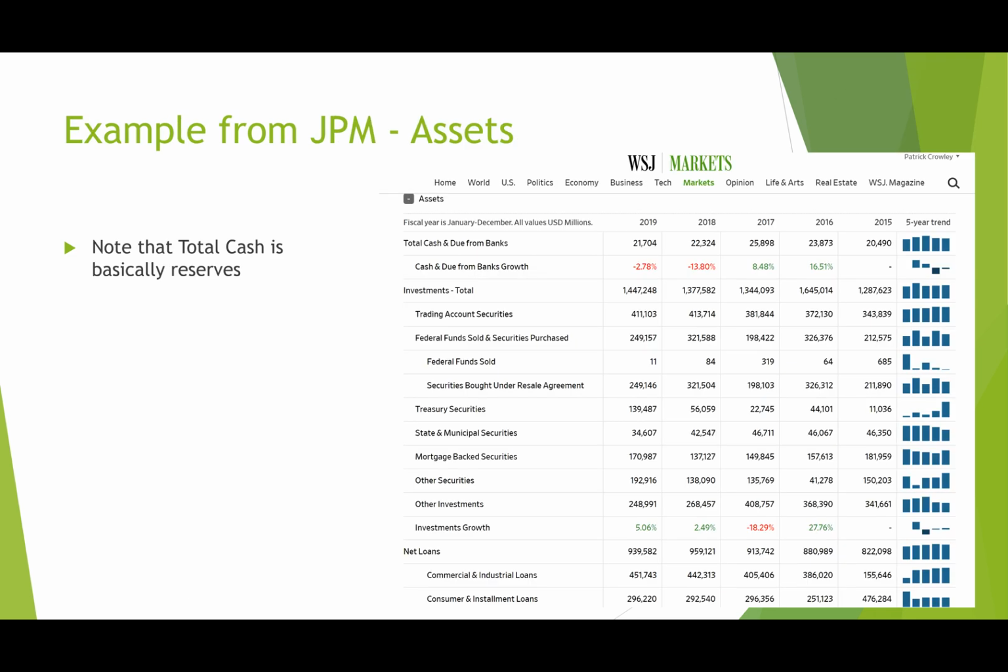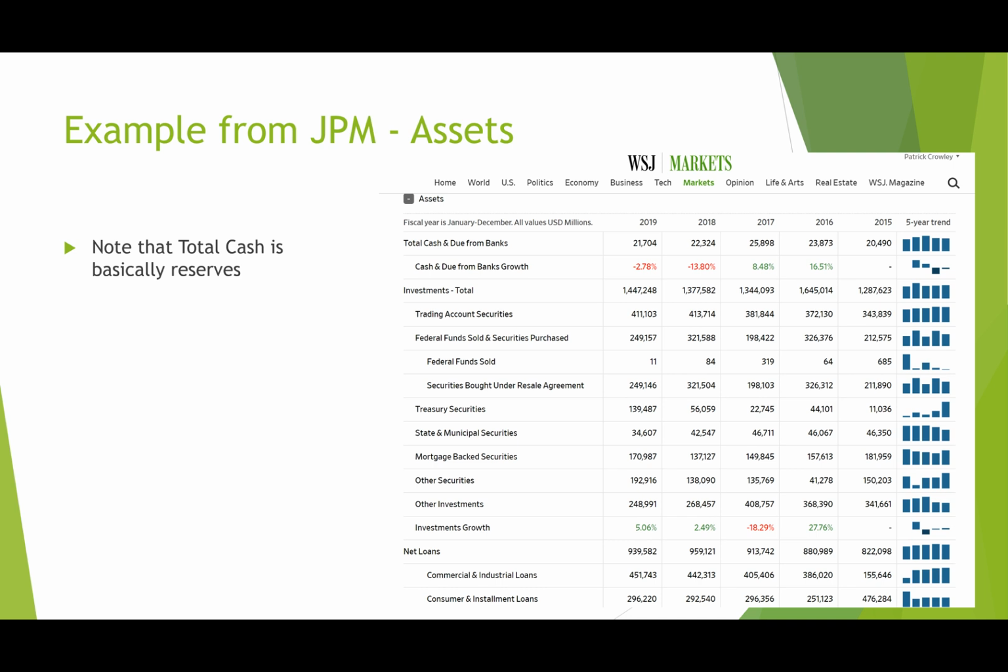And here's a list of assets. So this is for JP Morgan Chase. So we've got the total cash and due from banks, so that's reserves basically. Then what they call investments, which is the holdings of securities. You can see them there.